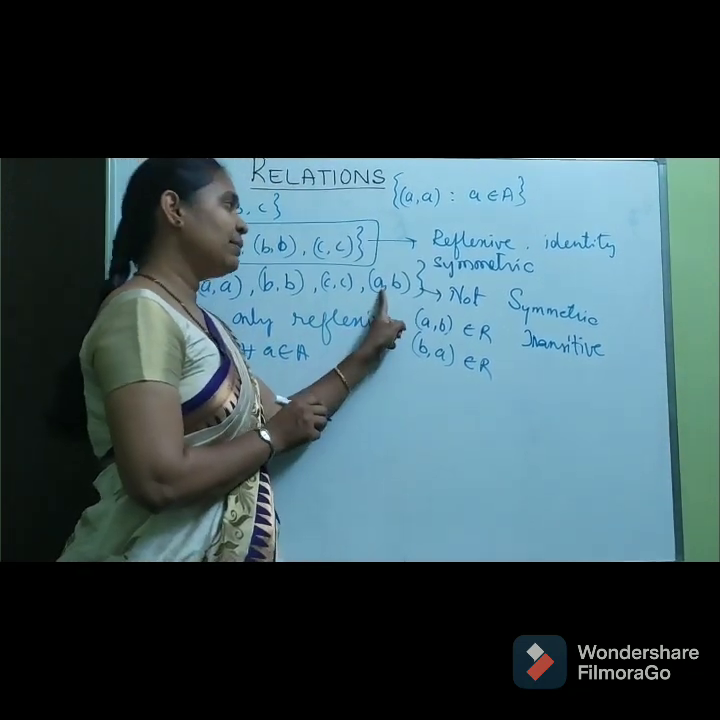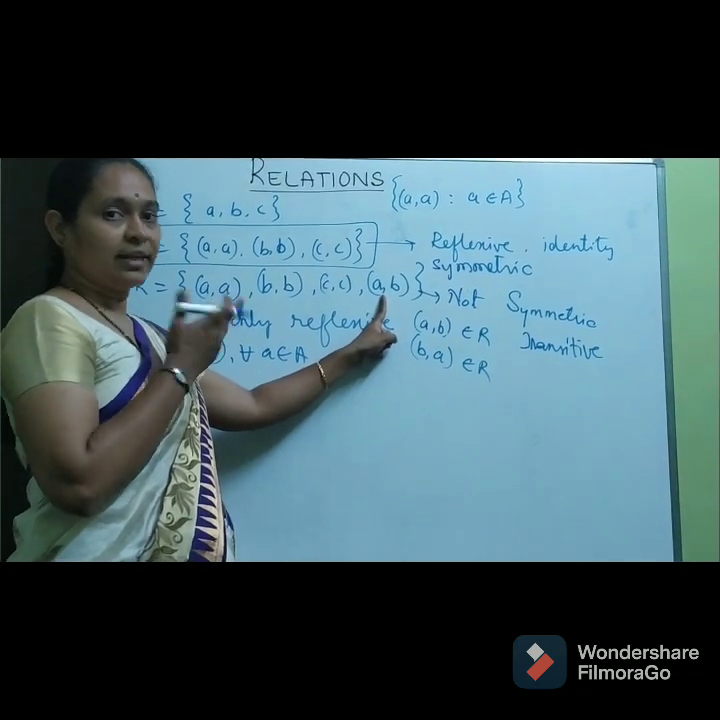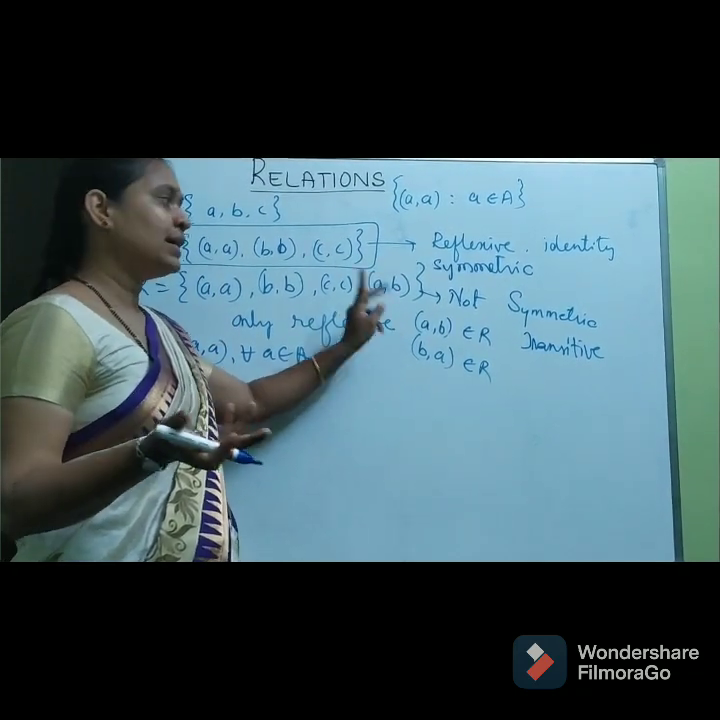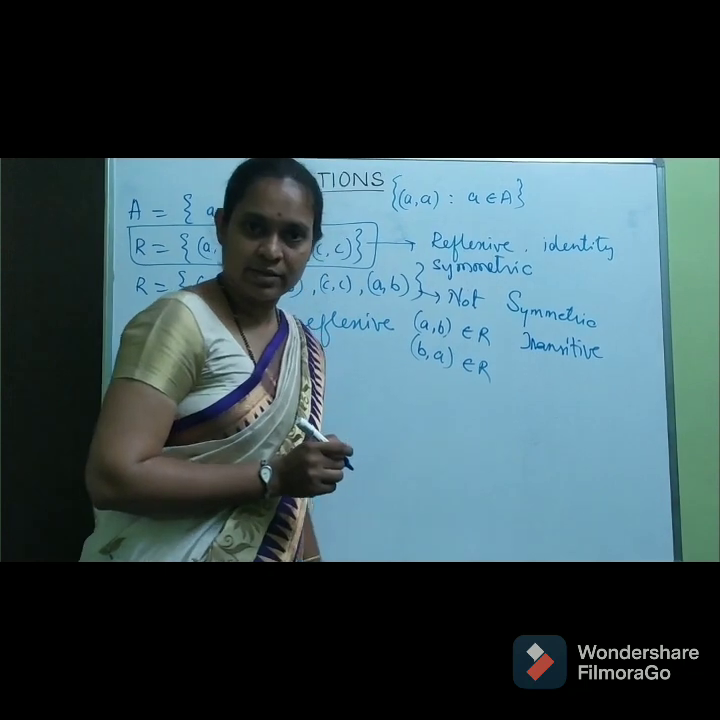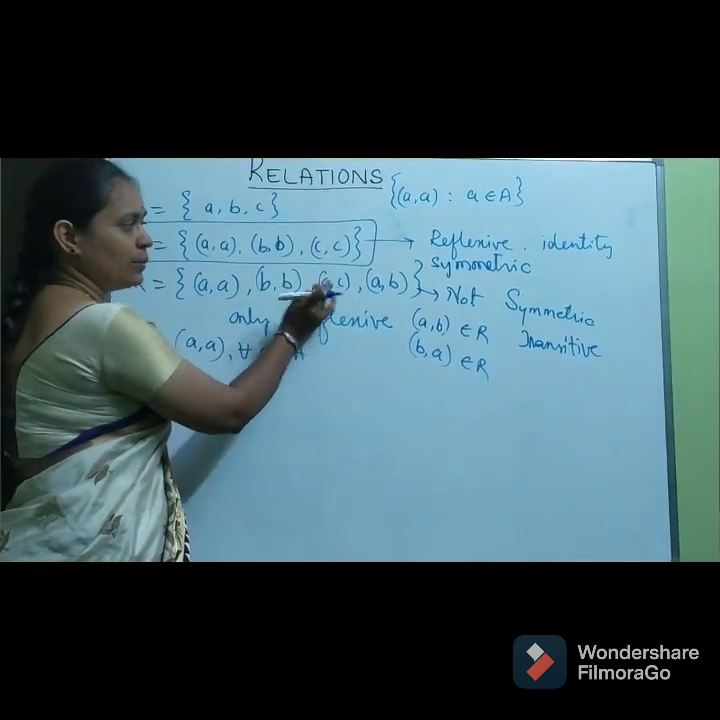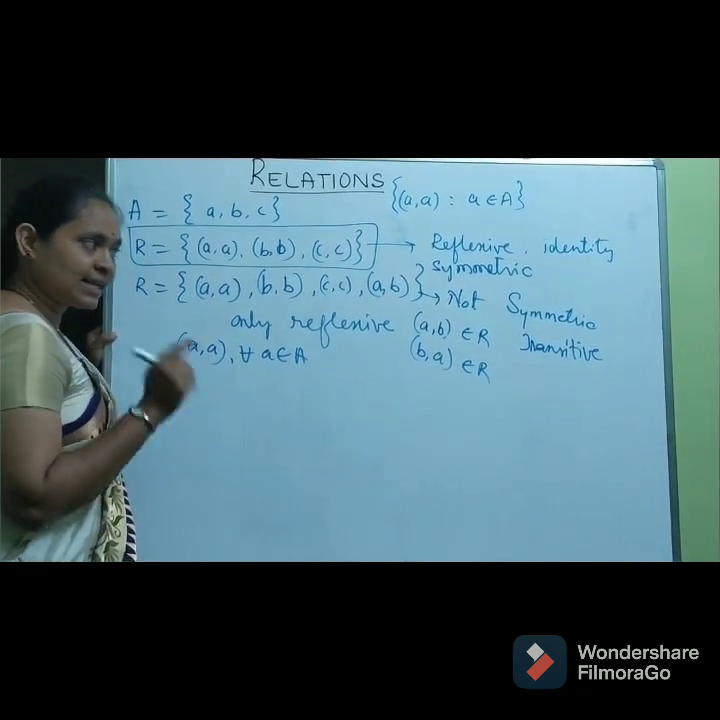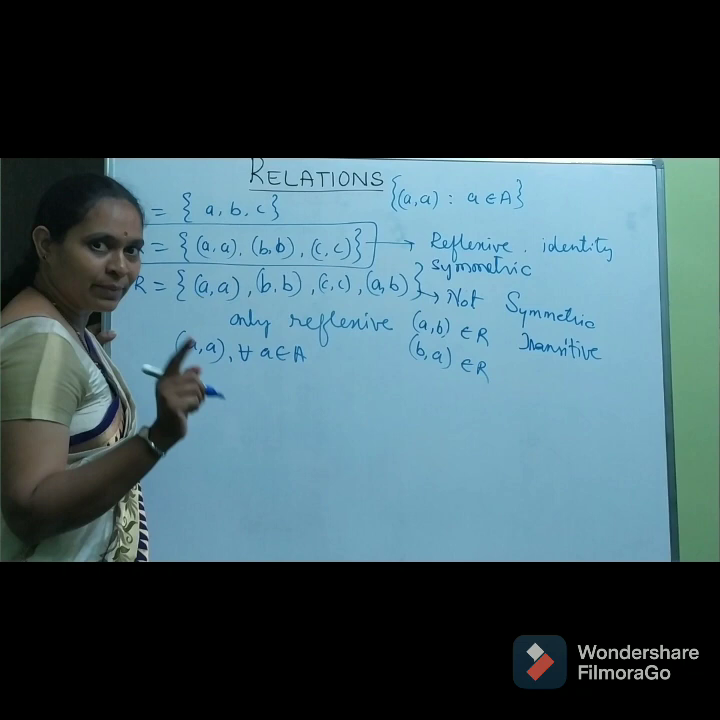Look at this. (a, b) belongs to R. There is no (b, c). Therefore, don't ask for (a, c). Therefore, it is a transitive relation. So this relation {(a, a), (b, b), (c, c), (a, b)} is reflexive and transitive but not symmetric.